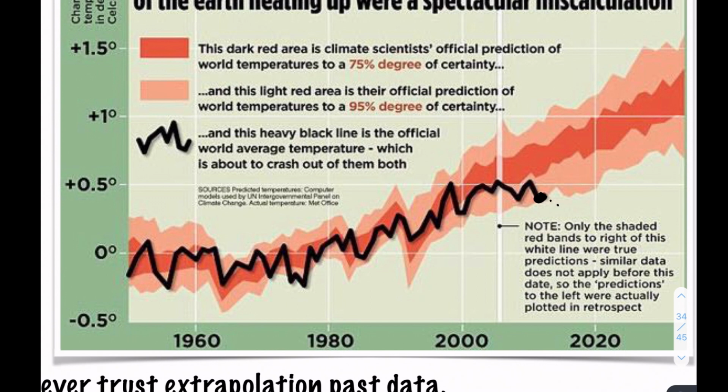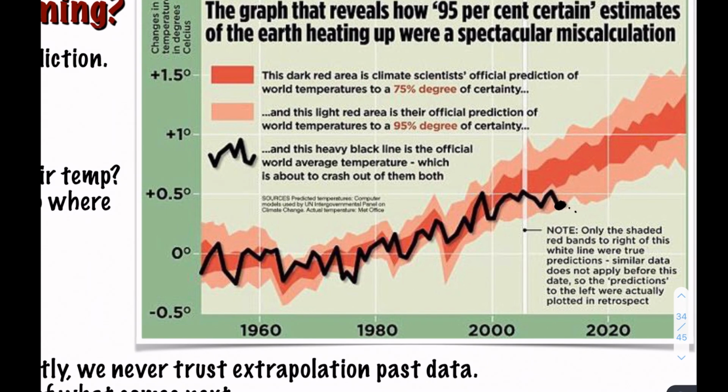But note, the dark red band is a 75% degree of certainty that we can be sure of. With a 95% degree of certainty, so more certain but a wider range, is this lighter color. And for this black dot, all of the data still falls within that 95% degree of certainty.